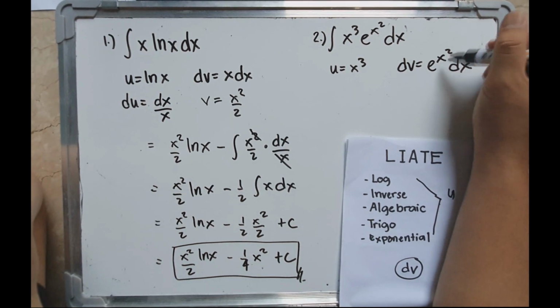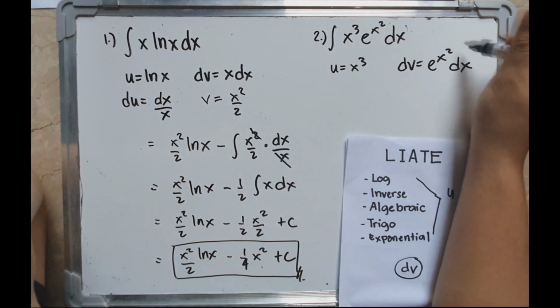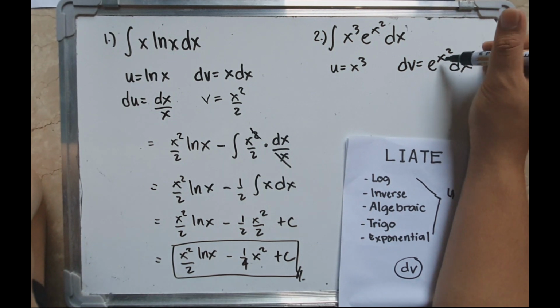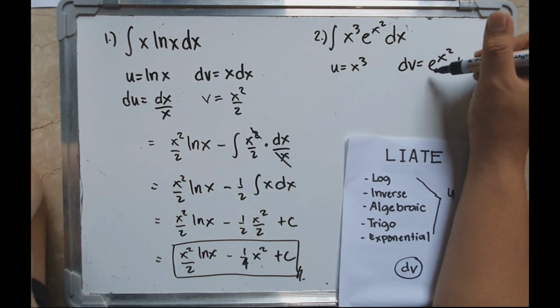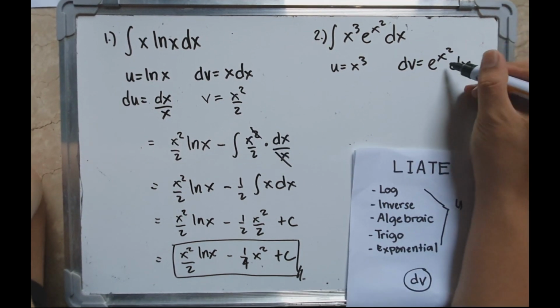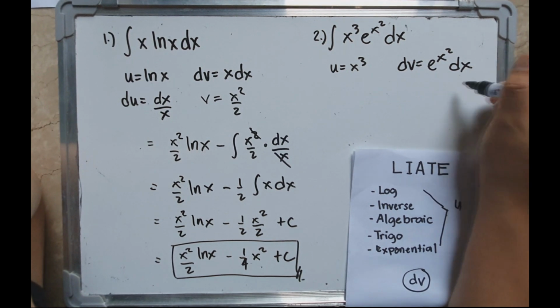But unfortunately, it is hard for us to evaluate this one. Why? Because integrating e to the x squared, this is not the du. The derivative of x squared is 2x dx. Recall.